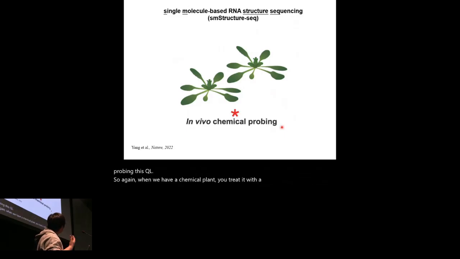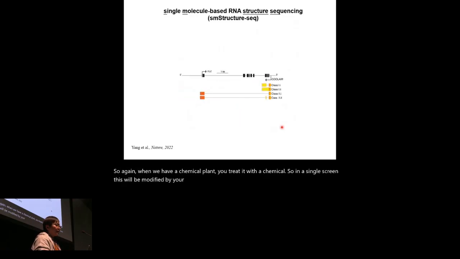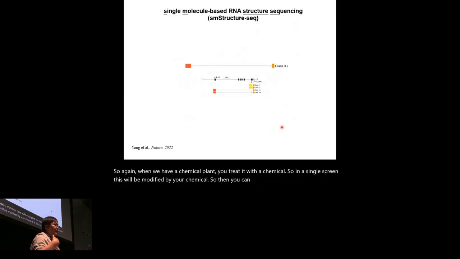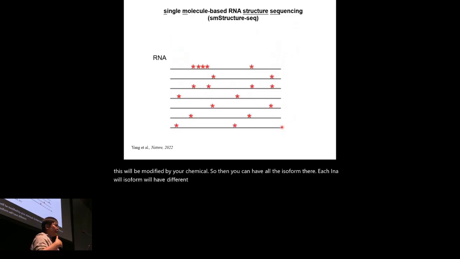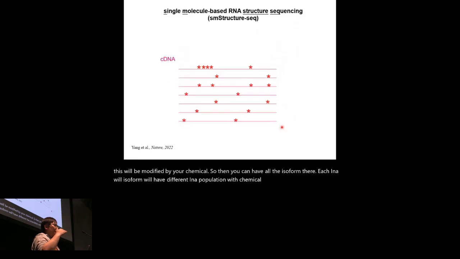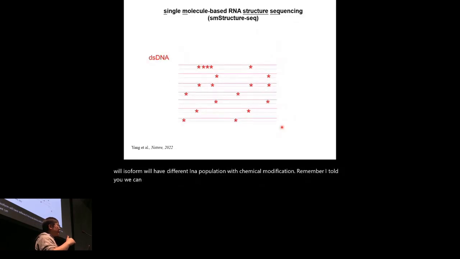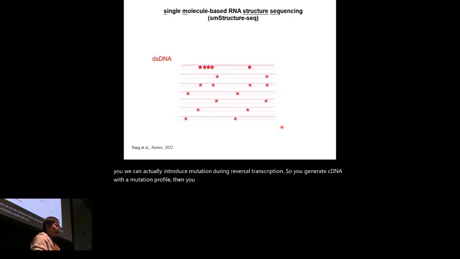So again, when we have a chemical, you treat the plant with the chemical. All the single-stranded RNA will be modified by your chemical. So then you can have all the isoforms there. Each isoform will have a different RNA population with chemical modification. Remember, I told you we can introduce mutations during reverse transcription. So you generate cDNA with a mutation profile. Then you generate double-stranded DNA.